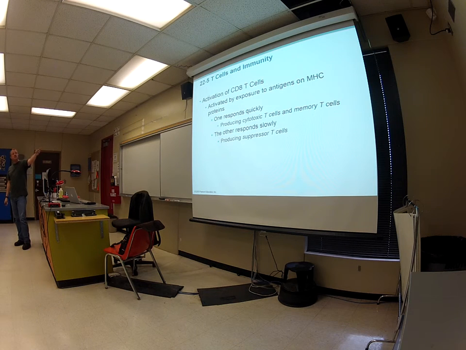Now, activation of a CD8 is activated by exposure to antigens on MHC. One responds quickly, producing cytotoxic T and memory Ts. The other responds slowly, producing suppressor Ts. So why do you think we're going to act quickly and get our cytotoxic Ts out there, but then go real slow for the suppressors?